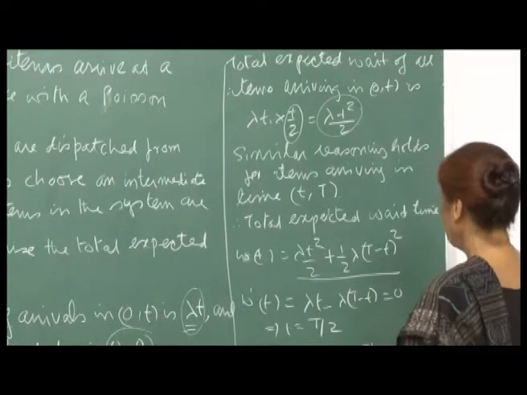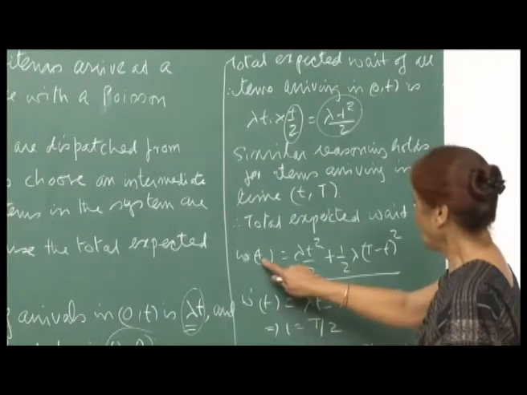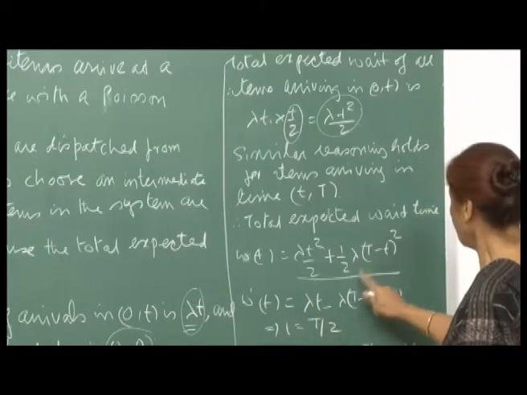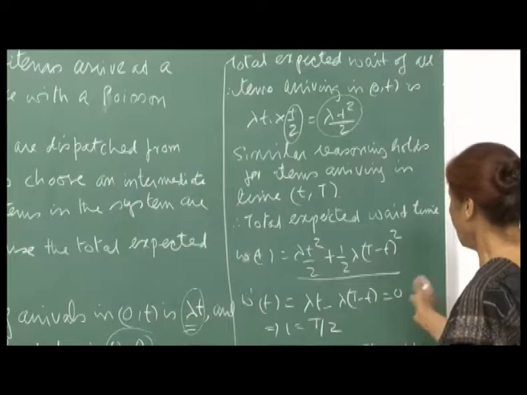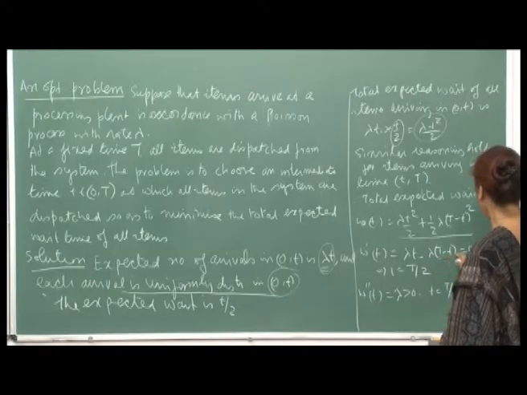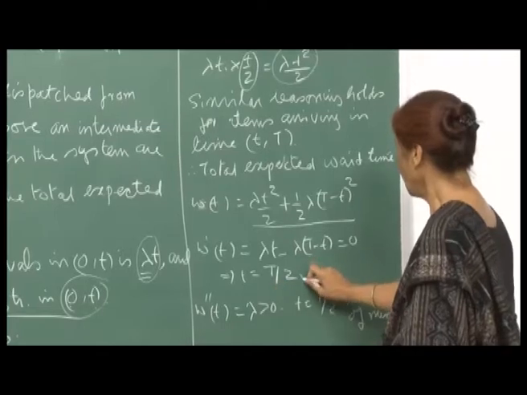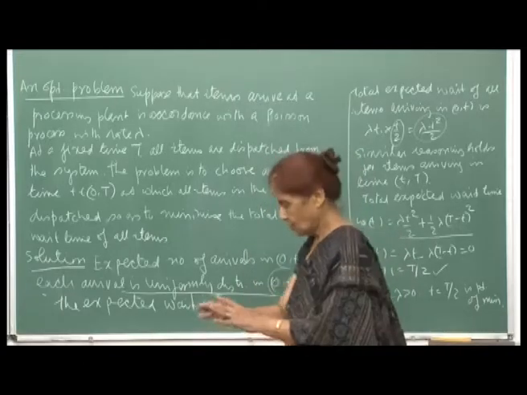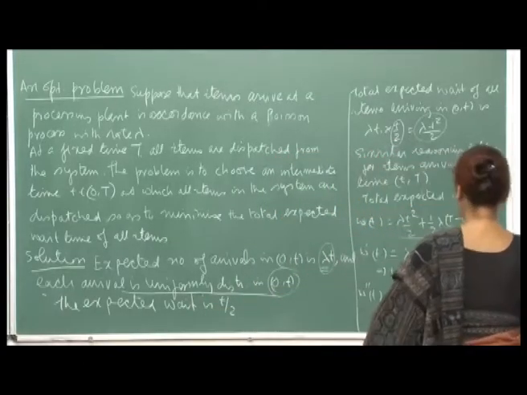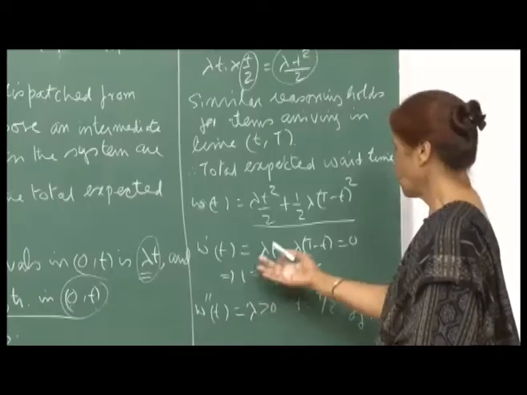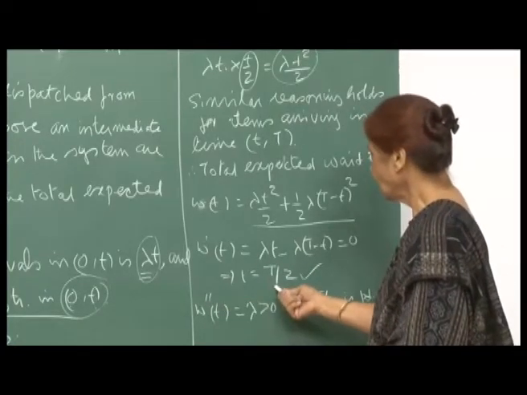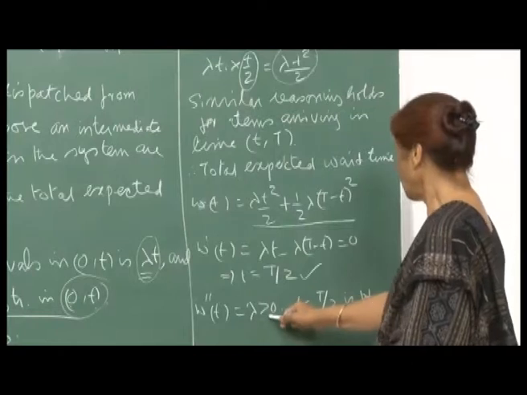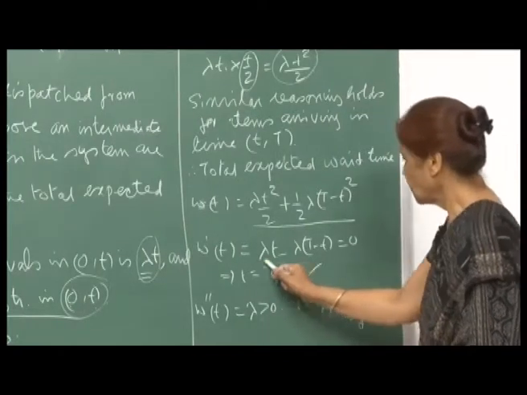To find the minimizing value of t, I differentiate this expression with respect to t, and I get lambda t minus lambda (T minus t), because there is a minus here, so the 2 is gone. This is 0, and this gives me t equal to T by 2, as you would expect, because the arrivals are uniformly distributed over the time interval. And just to make sure that this is the minimizing value, you find W double prime of t, which comes out to be 2 lambda, which is positive. So, this gives you the minimizing value.